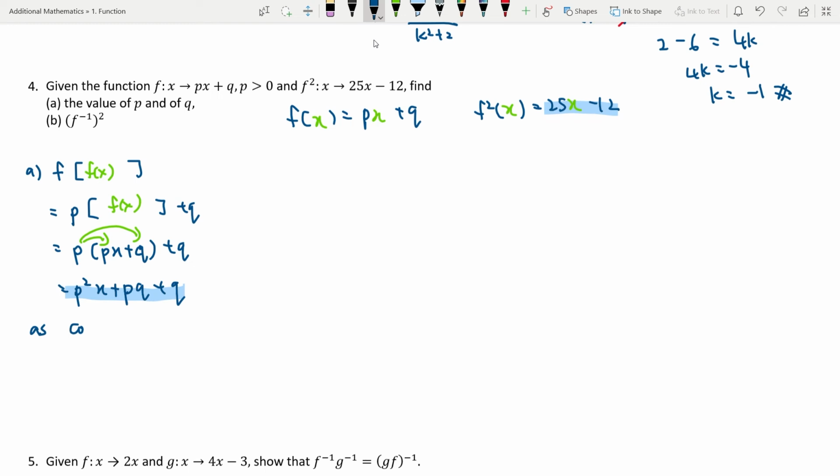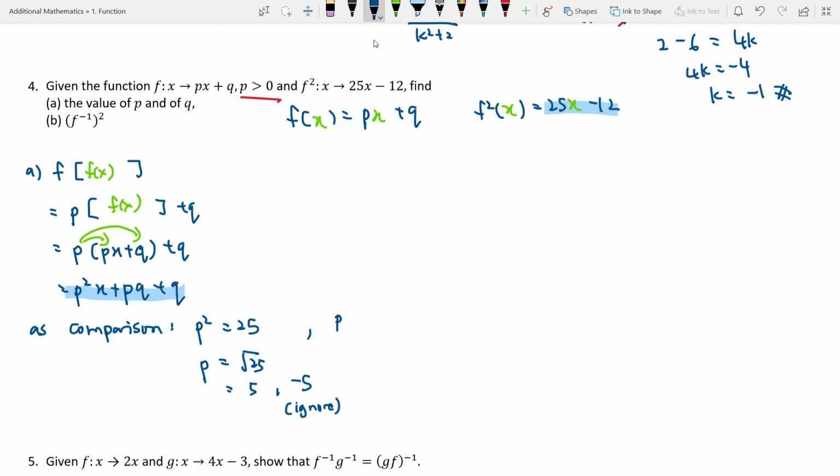As comparison, p squared is equal to 25. p is equal to square root of 25. We get 5 and negative 5. But here, they mention that p is greater than 0. So this one, we just ignore it. So p is equal to 5.